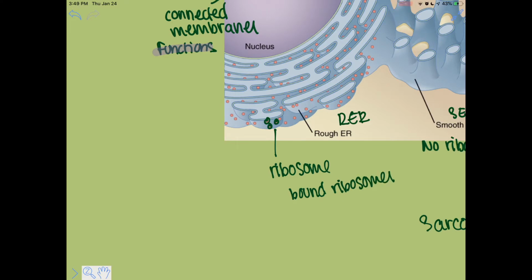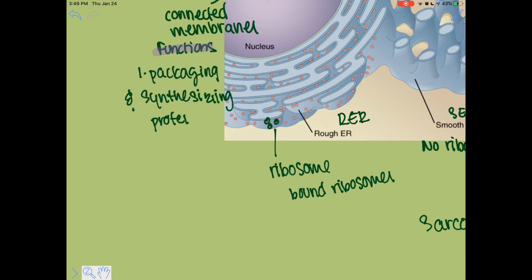And so for the rough ER, there is one main function that we'll be talking about, which is that the rough ER is good at packaging and synthesizing proteins. For example, glycoproteins.